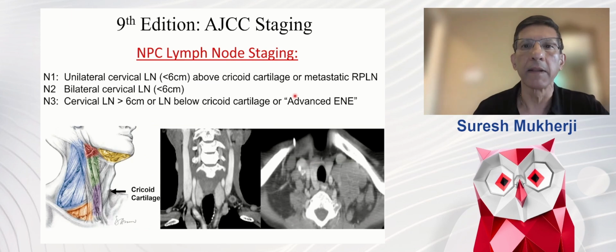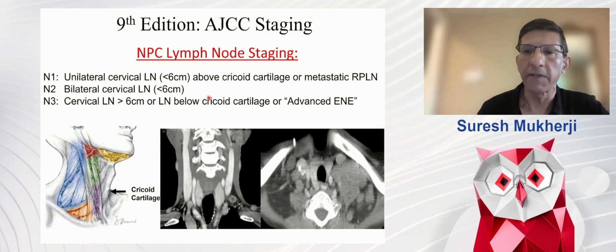Now, when we talk about lymph node staging, again, in the 9th edition, and this was in the 8th edition as well, we do have a different staging criteria for nasopharyngeal carcinomas compared to what we just heard for oropharynx and oral cavity cancers. And the AJCC made it a little bit more simple. So if you have unilateral cervical adenopathy that's less than 6 centimeters above the cricoid cartilage or a metastatic lymph node, as Dr. Becker showed in her last lecture, this is considered an N1 lesion.